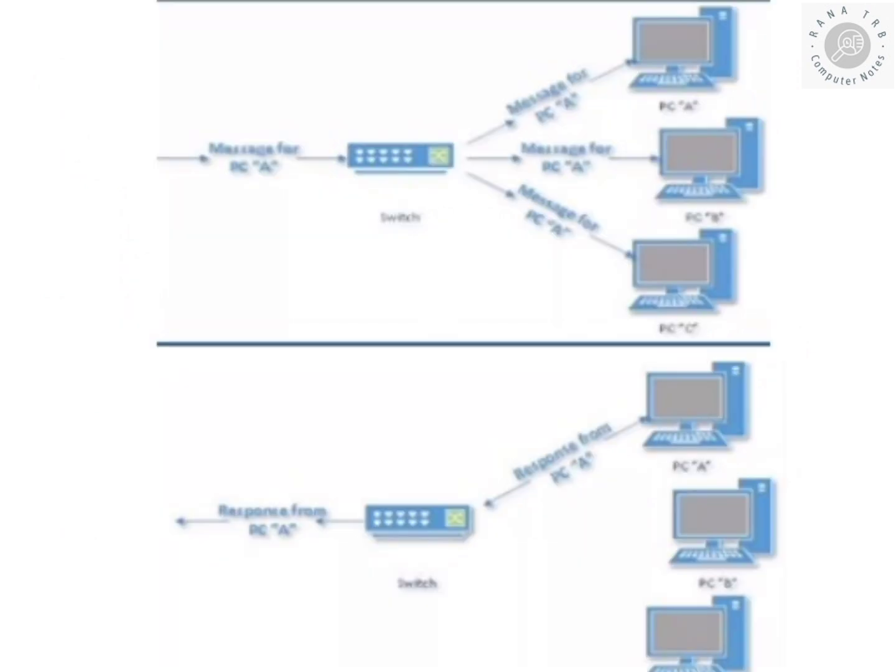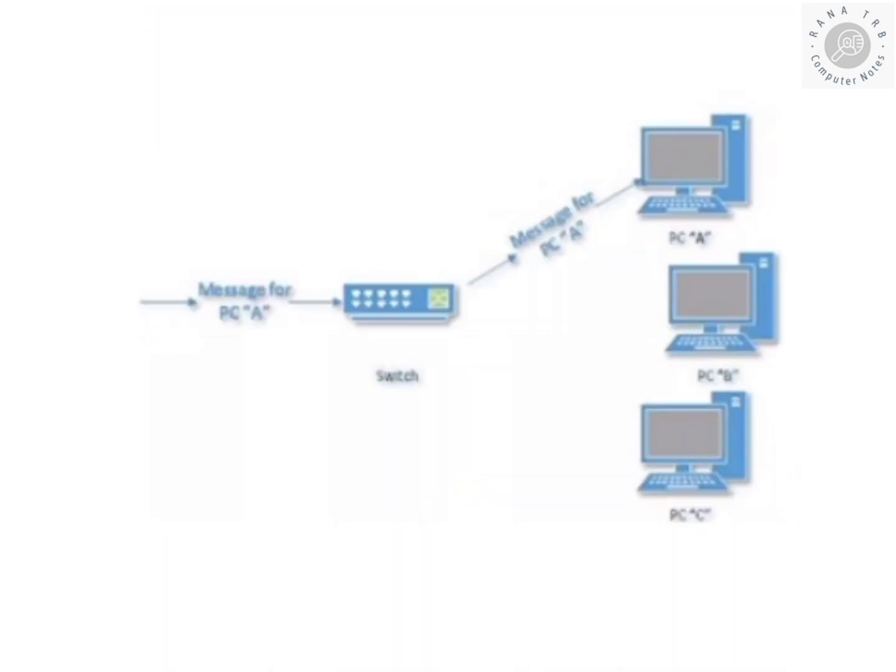Here is the diagrammatic representation of a switch, showing how the message is forwarded. First, when the message is transferred to the switch, it will send the message to all three connected devices. Only the designated device that matches the MAC address responds. Once the switch gets the response from the matched designated device, it will send the message or packets of frames to that particular device. This is the function of a switch.